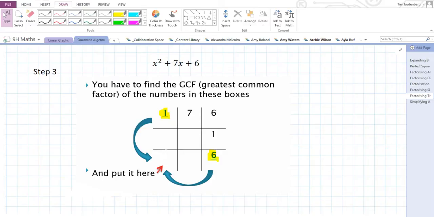Step 3, and once again, I hope you're drawing a new grid. Once you have all those numbers from what we drew before, you take the top left and the bottom right corner, and you find the greatest common factor or highest common factor. Now here, the highest common factor is the highest number that goes into both. If we're looking at 1 and 6, clearly the highest common factor will be 1. That's step 3.